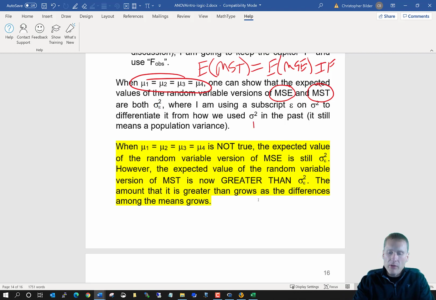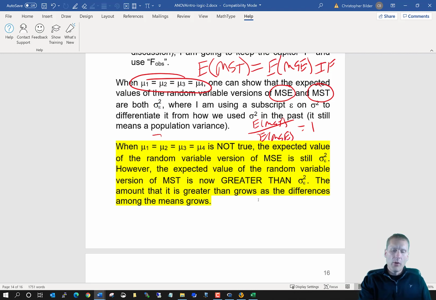So if you were to then look at the ratio of these two things, of course, you would get 1. That's why we look at MST divided by MSE. I know I wrote it in terms of expected values, but still, it makes some sense for why we look at the ratio.